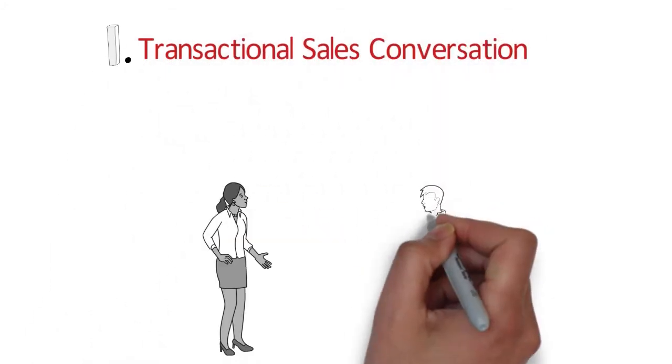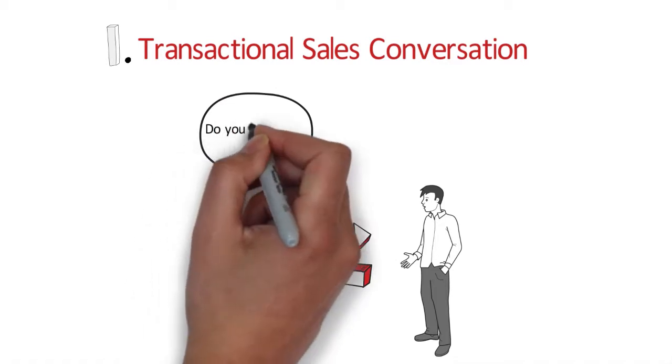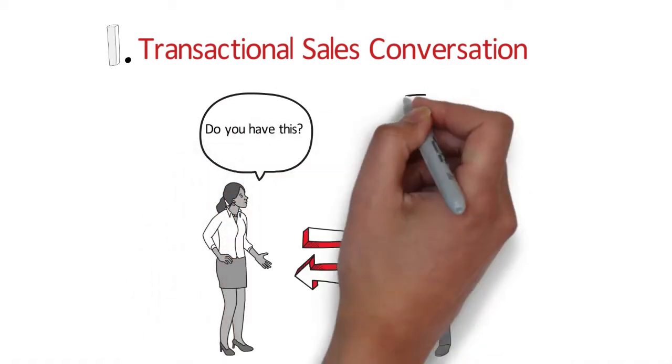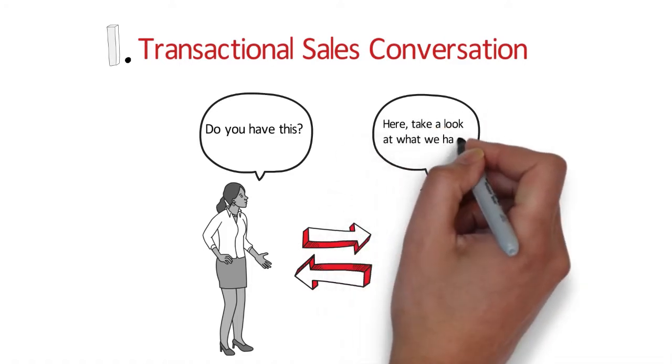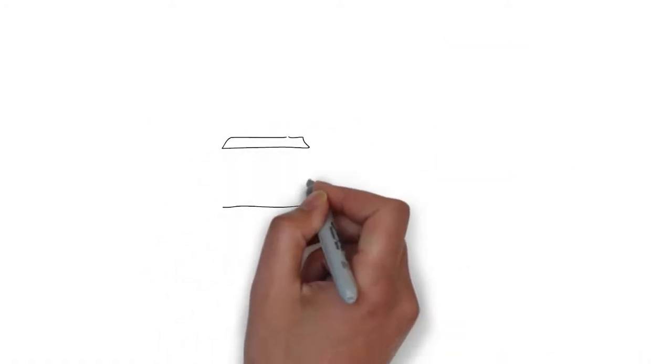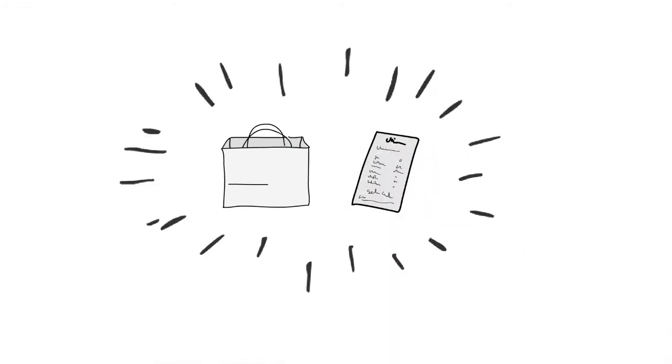The first type, which is transactional conversation, tends to be the nature of a customer or a client saying, "Do you have this?" Or it could even be something you offer. For example, "Here, take a look at what we have." A successful conversation would be a fulfillment of the transaction, where the customer ends up buying the product or the service that you are selling.